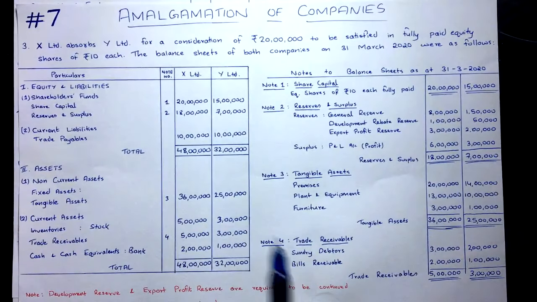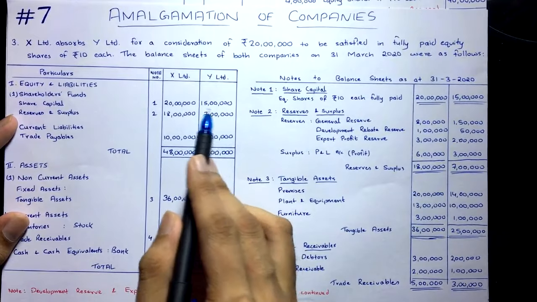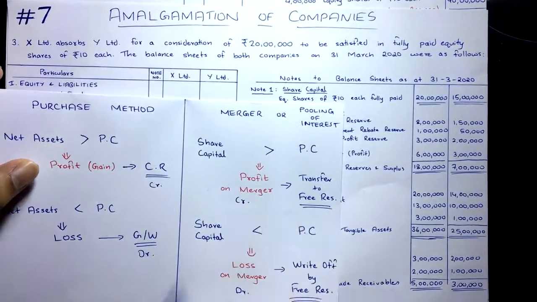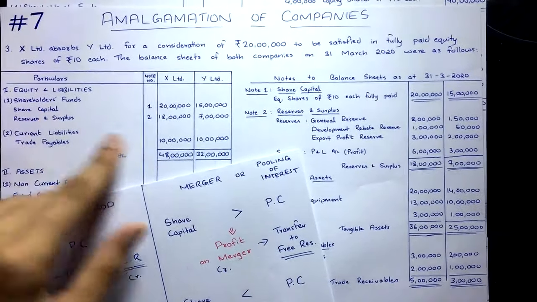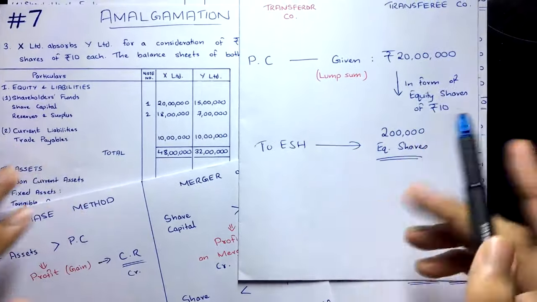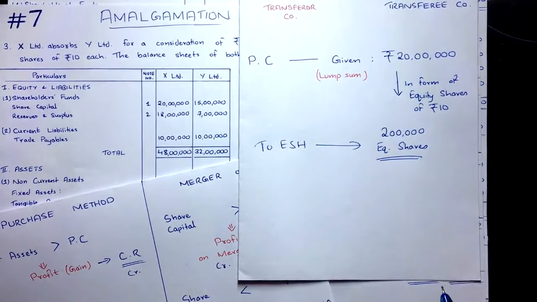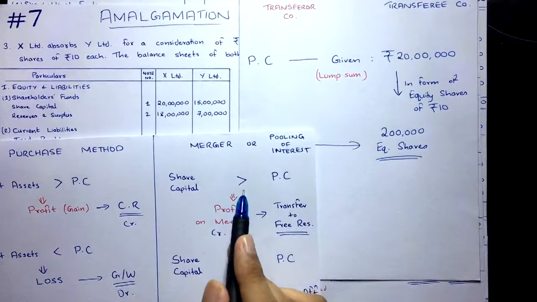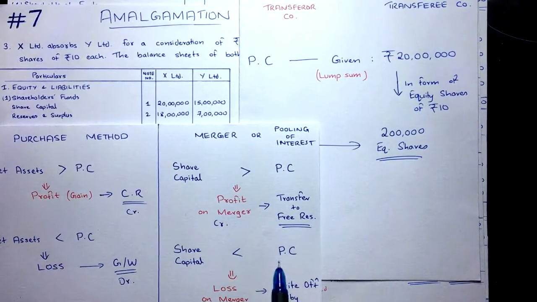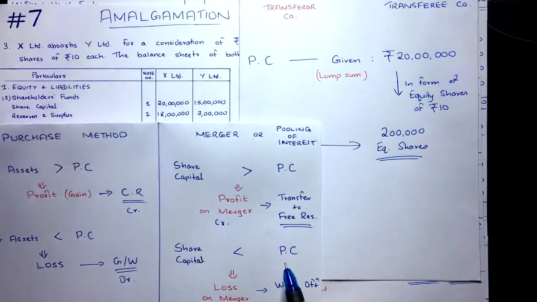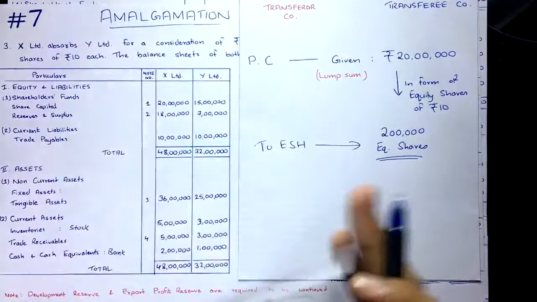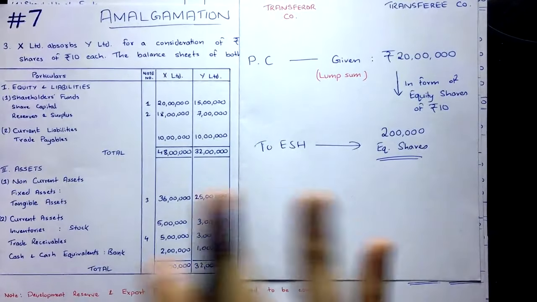What you have to do is just look at the share capital of the transferor company. It is 15 lakh. What did I say? In the merger method, we compare share capital with the purchase consideration. So share capital in Y Limited, the transferor company, is 15 lakh, and the purchase consideration which X Limited is paying is 20 lakh. So the difference is 5 lakh. What I told you, if share capital is more, then it's profit. But here, share capital is 15 lakh and purchase consideration is 20. Purchase consideration is more, share capital is less, so that is called loss on merger. 5 lakh is loss on merger. You have to write it off by free reserves. Understood? You don't have to pass the journal entries if they haven't asked you.